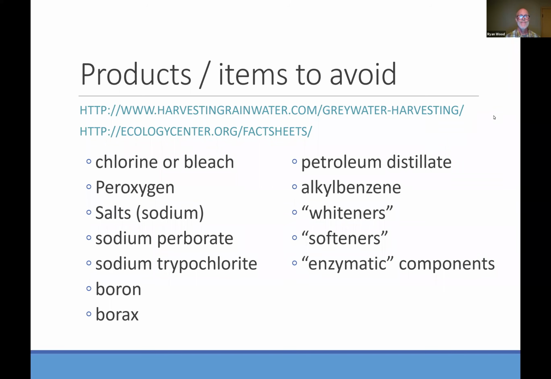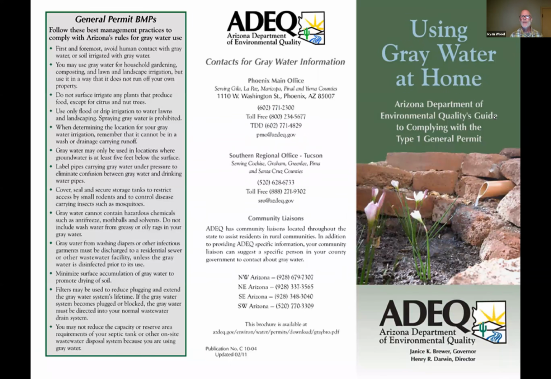So the Arizona Department of Environmental Quality, the ADEQ, they put out our Type 1 permit. The Type 1 permit is our permit for residential greywater use. And that's important to know because here in the state of Arizona, it is perfectly legal for us to use our greywater in the landscape as long as we follow these general permit best management practices. Because the Type 1 general permit is exactly that. You're just following these general best management practices. And I like to call them common sense practices.